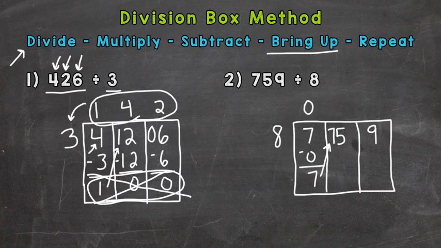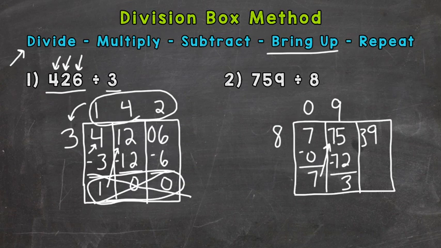So 75 divided by 8. Well, we can pull 9 whole 8s out of 75. That gets us to 72. So let's put a 9 here. 9 times 8, 72. Subtract. 75 minus 72 is 3. Bring our 3 up here. So we have 39 now.